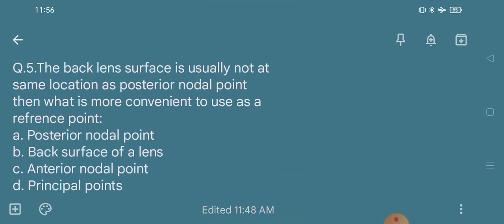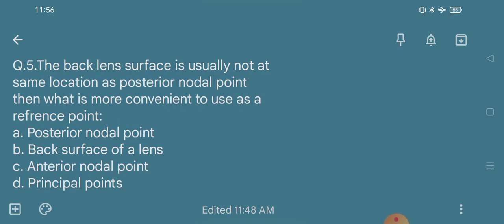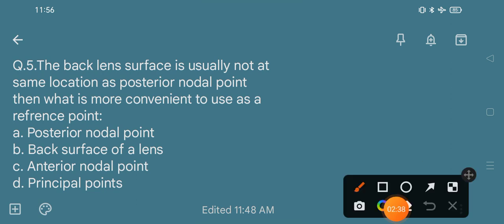Question number 5. The back lens surface is usually not at the same location as the posterior nodal point. Then what is more convenient to use as a reference point? Option A posterior nodal point, option B back surface of lens, option C anterior nodal point, option D principal points. The correct option is option B, that is back surface of a lens.